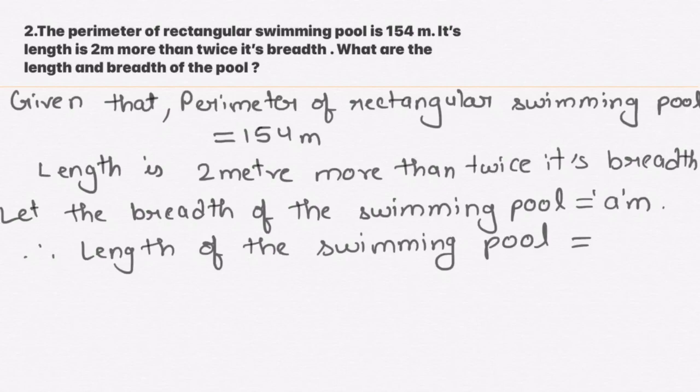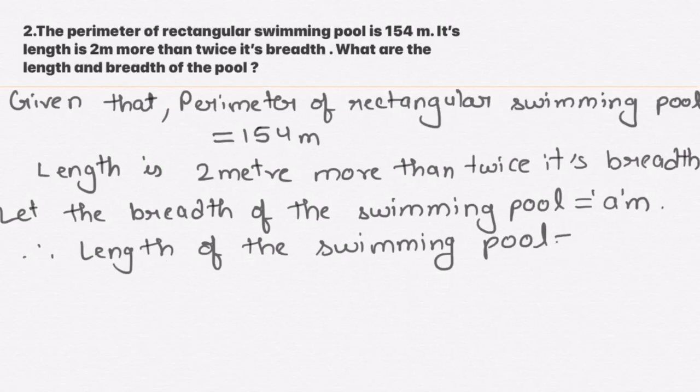Some changes are made to breadth. That change is equal to the length of the swimming pool. By this statement, we get to know to whom length is being compared: breadth. So we are going to consider breadth as a certain variable. Let the breadth of the swimming pool be a meter.